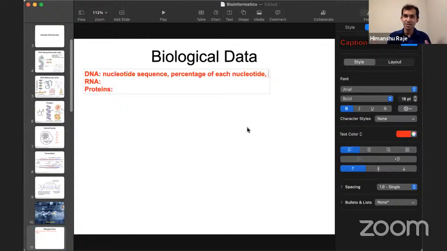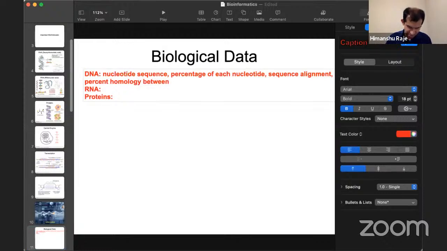There is a scientific word to it. There is a bioinformatic word to it. You got to align those sequences with each other. So sequence alignment, that could be a form of data for DNA, okay? If you can think of something else, feel free to put in the text chat window, okay, as we speak. So sequence alignment or percent homology between several DNA molecules, these are some words that we should keep in mind.